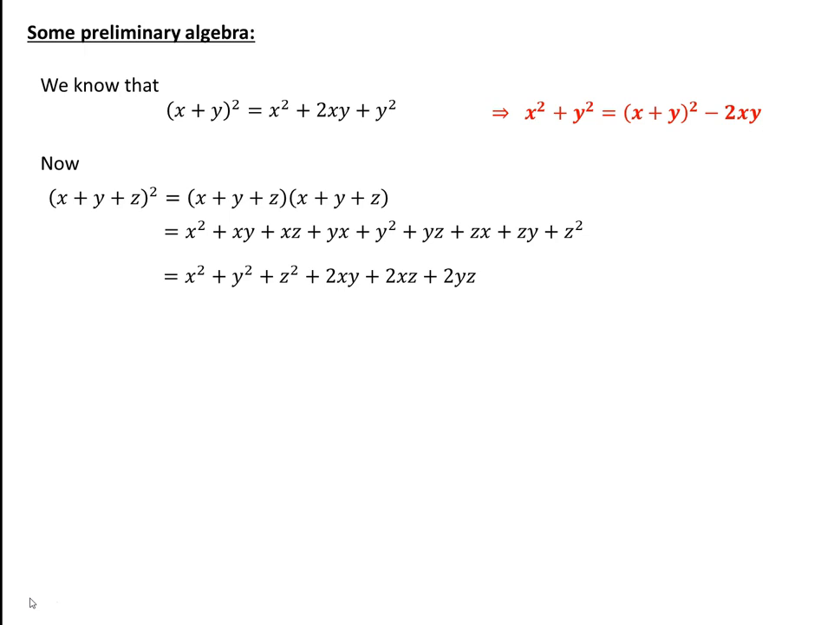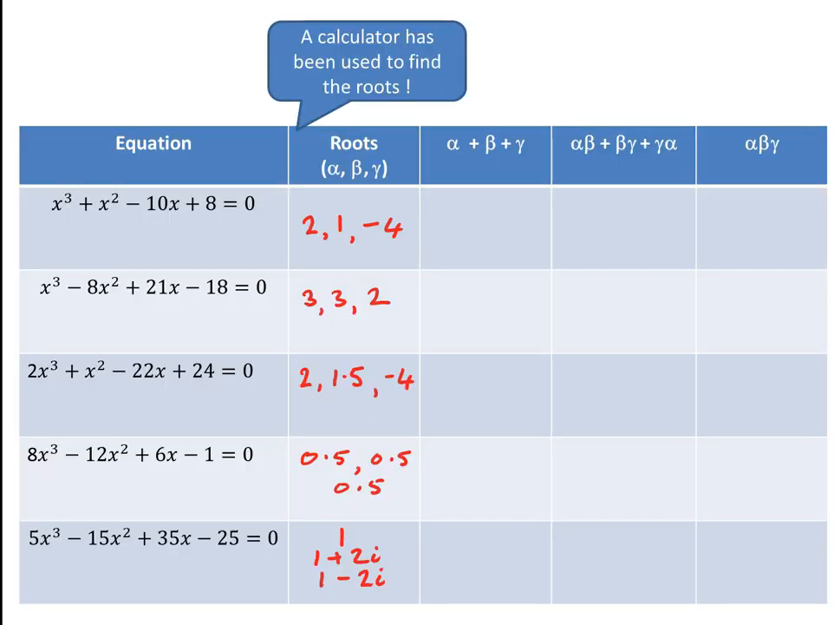And that means that we can say that x² + y² + z² is equal to (x + y + z)², take away 2 lots of (xy + xz + yz). Now we'll be using this result quite a lot later on during the course of this video. We'll now move on and start considering some cubic equations.